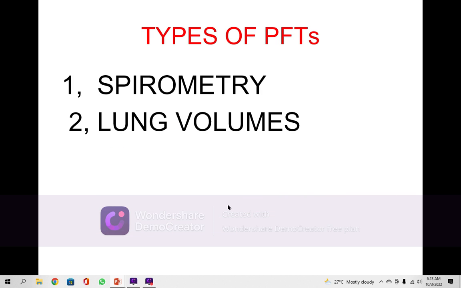The types of PFT are spirometry and lung volume. There are two types of problems. One, you go for the spirometer, inhalation or exhalation. Lung volumes are calculated by a meter which is connected with it, and a graph and a loop are made, which will indicate how much residual volume is there, how much is the total lung capacity, and other values.